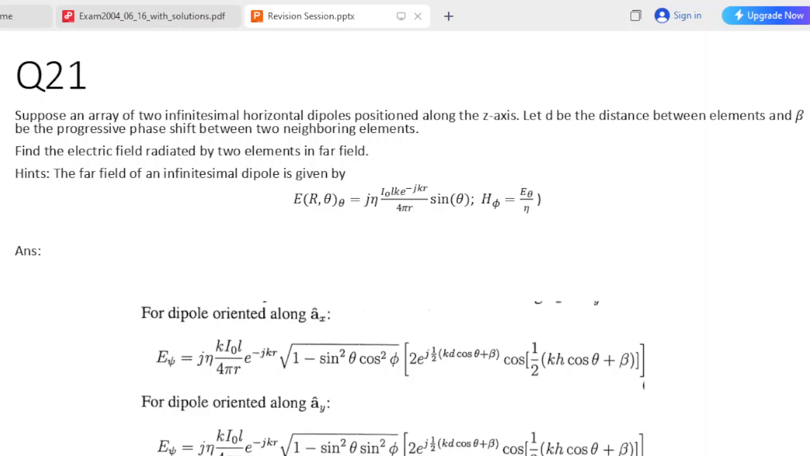And the far field formula for one individual infinitesimal antenna is given here. This beta is just the beta in the antenna, but the antenna itself is horizontally mounted. So we have to change the orientation, and we should not assume this beta as the angle of elevation.